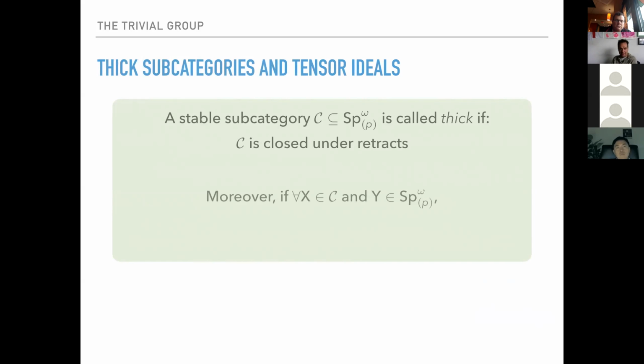Now we can extend this definition. Say I also suppose that for every x in C and every y in p-local finite spectra, x tensor y is in C. That was a typo before, sorry. There may be many typos since I compiled these slides today. Then C is called a thick tensor ideal. So C is closed under tensor with arbitrary spectra in the ambient category.